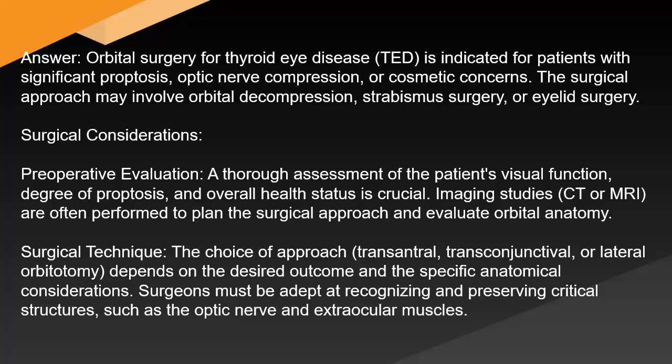Surgical considerations. Preoperative evaluation: a thorough assessment of the patient's visual function, degree of proptosis, and overall health status is crucial. Imaging studies, CT or MRI, are often performed to plan the surgical approach and evaluate orbital anatomy. Surgical technique: the choice of approach, transantral, transconjunctival, or lateral orbitotomy, depends on the desired outcome and the specific anatomical considerations.